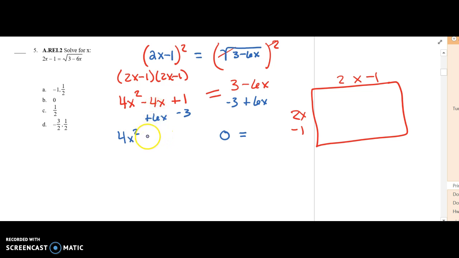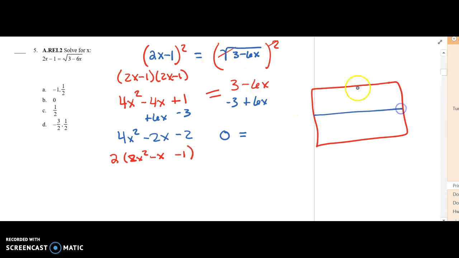Now we have 4x squared plus 6 on top of minus 4 would be minus 2x minus 2. Next, I would factor out the common 2 and have 2x squared minus x minus 1. Now I would go back to a box method to try to factor this.